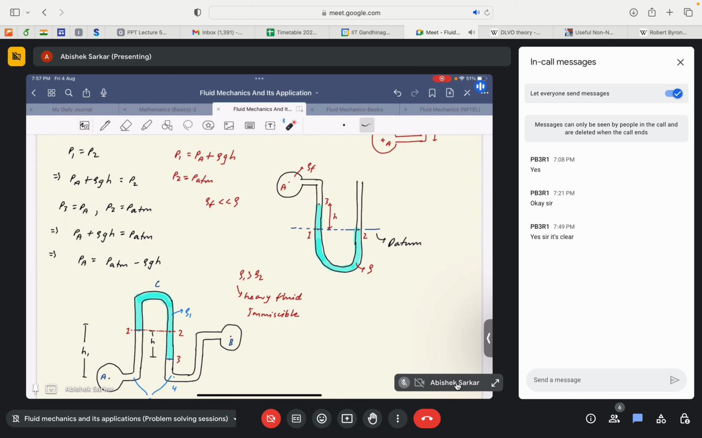If it's a bit confusing, you may also consider writing rho f times G times H1, and that is H1. That's all. Then it will effectively become PA plus rho GH plus rho f G H1 is equal to PB, or in our case, P2 is equal to PATM. That will be your pressure balance, right? And we can use this expression to find the value of PA.